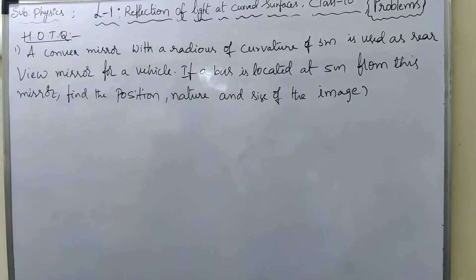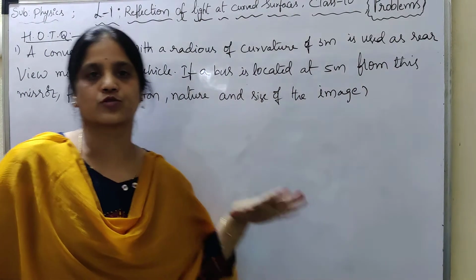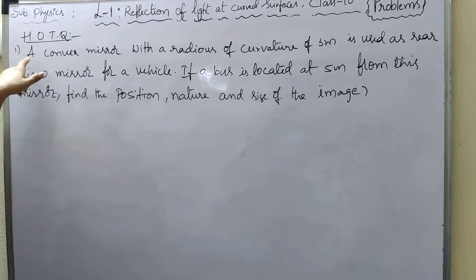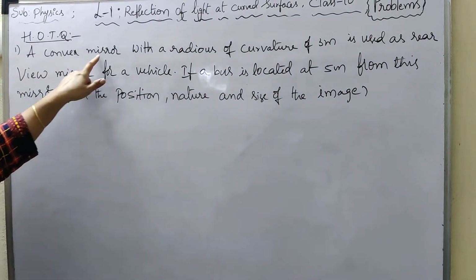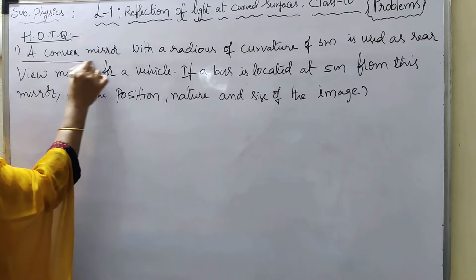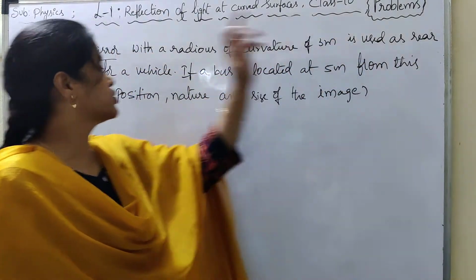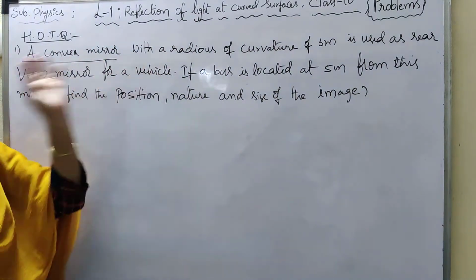This is the problem given. So for this we have to find out the solution. So once again I will read, then after I will explain. A convex mirror. Here what type of mirror is given? A convex mirror with a radius of curvature 3 meters is used as a rear view mirror for a vehicle.